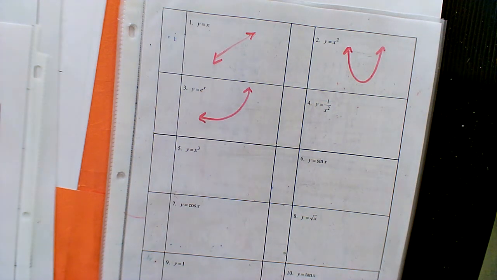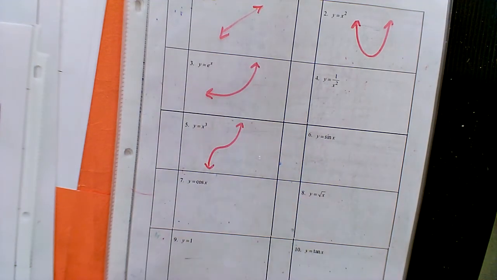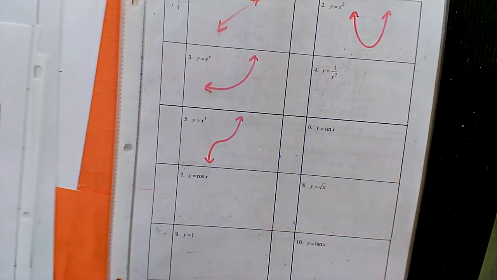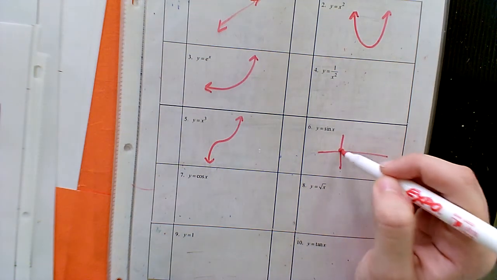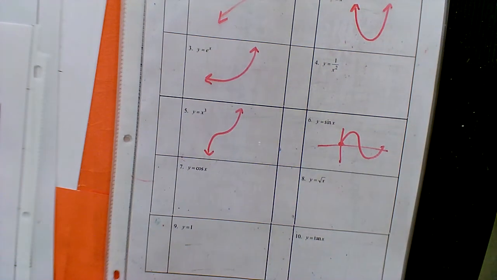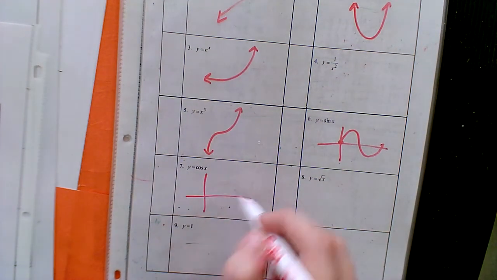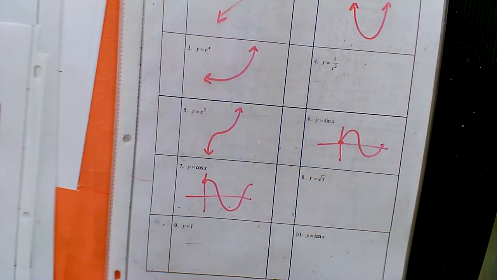Off the top of my head, I don't really know what 1 over x squared looks like, so maybe I'll just leave that blank for now. Cubic graph, you have that kind of curly S shape. Sine graph starts at 0, goes up and then down. Cosine graph starts at 1, goes down and then up.